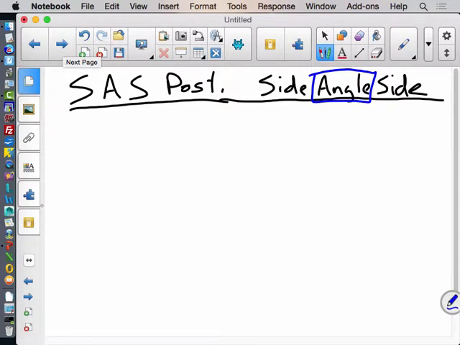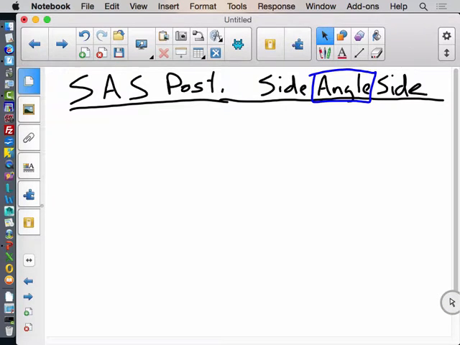So it's not like we go and we look and we say, oh, it has two sides that are congruent and it has an angle that's congruent. Boom, both triangles are congruent. No. The sides have to be corresponding and the angle has to be tracked between the corresponding sides. So let me give you an example of that.